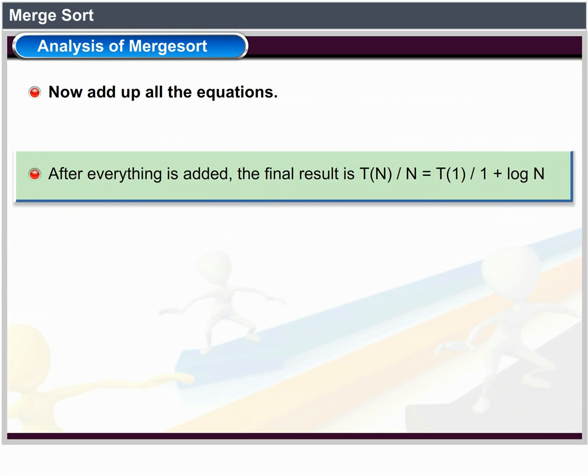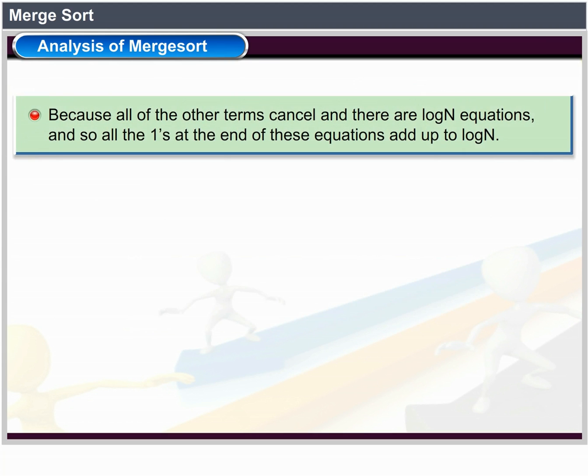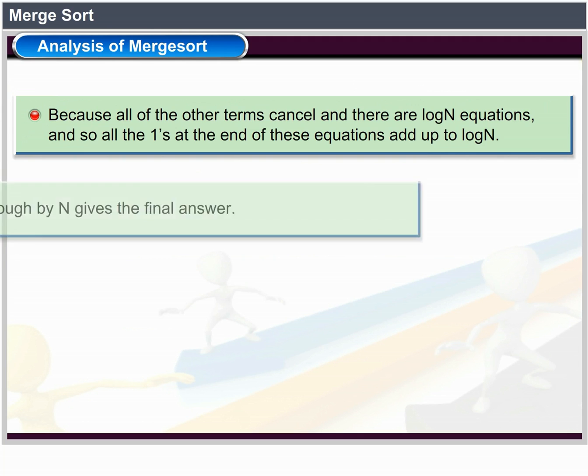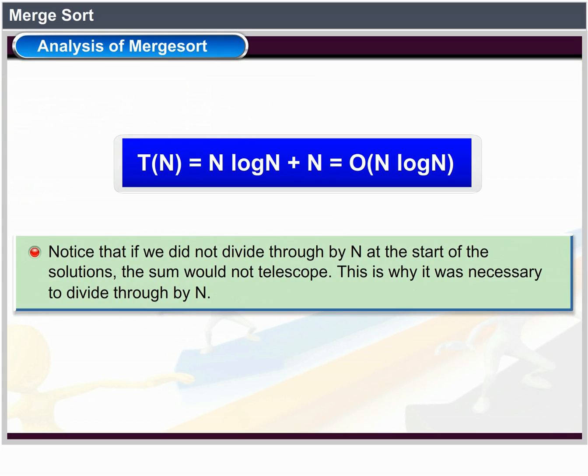After everything is added, the final result is T(n)/n equals T(1)/1 plus log n. Because all of the other terms cancel and there are log n equations, all the ones at the end of these equations add up to log n. Multiplying through by n gives the final answer. T(n) equals n log n plus n equals big O of n log n. Notice that if we did not divide through by n at the start of the solution, the sum would not telescope. This is why it was necessary to divide through by n.